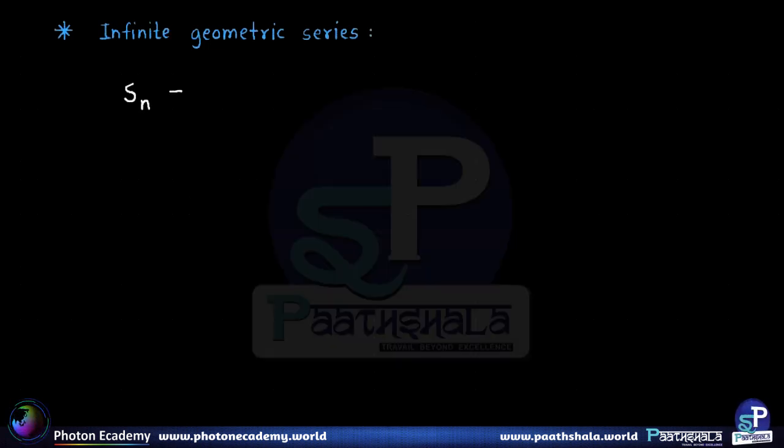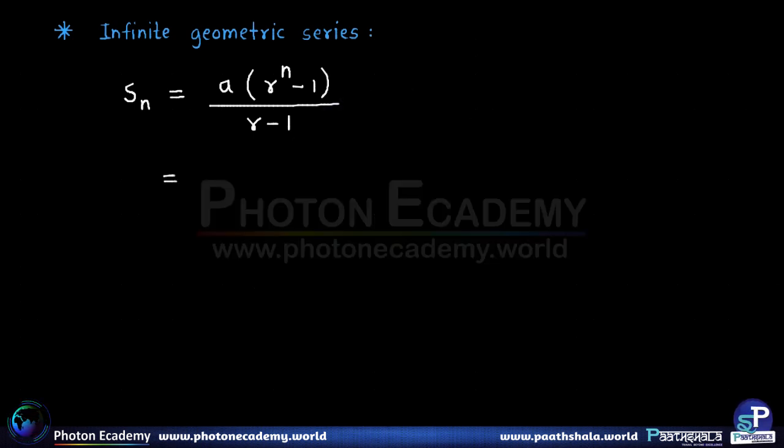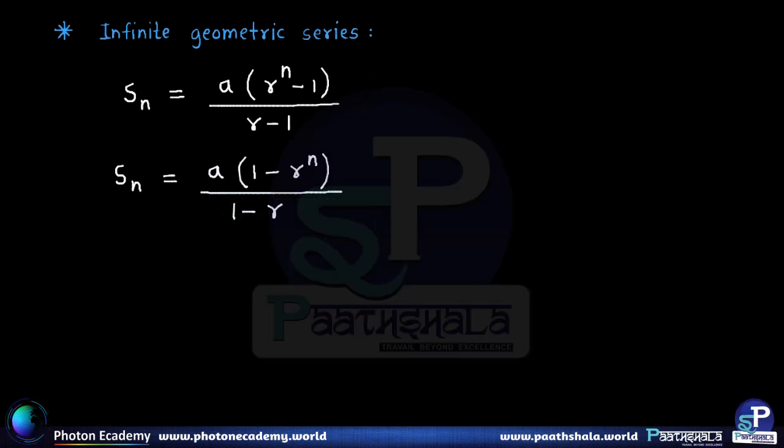the sum of n terms of a basic geometric progression. We know that the formula is a into r raised to n minus 1 upon r minus 1, or we can also write that formula as a into 1 minus r raised to n whole upon 1 minus r, that is nothing but Sn. Now suppose the common ratio r is numerically less than 1. So we are considering only a specific condition when the common ratio is less than 1 numerically.